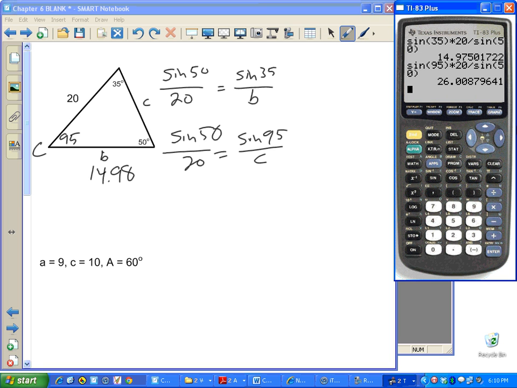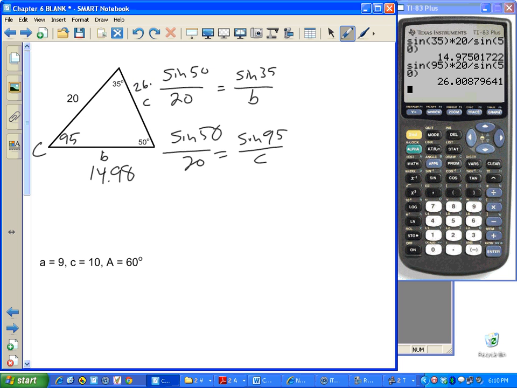So C would be 26.01. And now I've solved this triangle. I've found out every part of it, all the angles and all the sides.